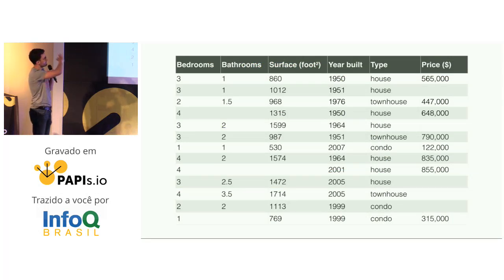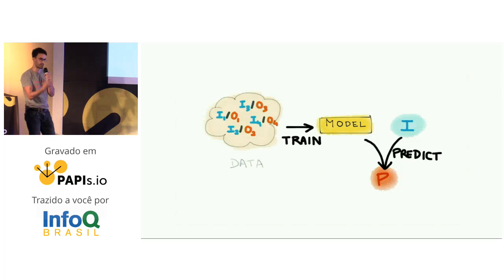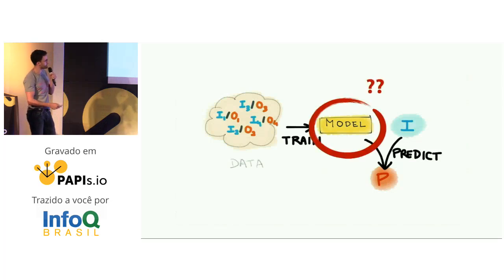So imagine that, in this data, each row is a real estate property. Each column is an aspect of this property. What you try to predict is the price column. So that's what machine learning does. It fills in these missing values. And this is the general idea, training a model and then predicting with a model.